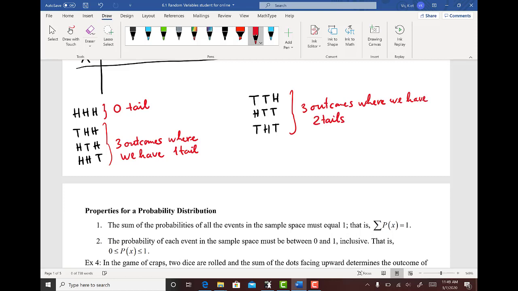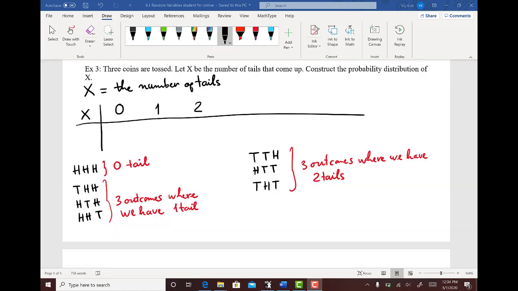Okay. So far we have 3 possible values for our random variable x. We could have 0 tails, or 1 tail, or 2 tails. But we're tossing 3 coins, so another possibility for the number of tails that we could get is 3 tails. So our x could be equal to 3.